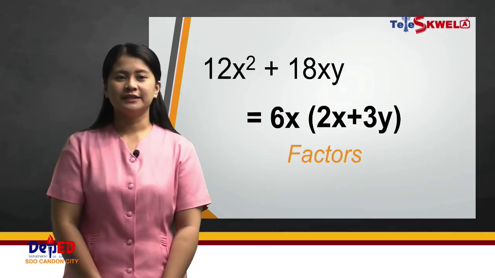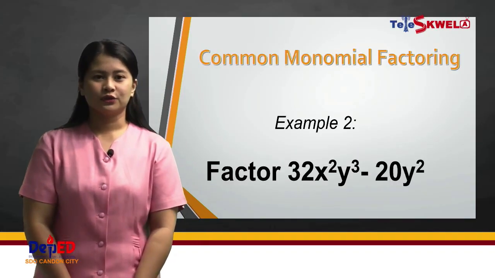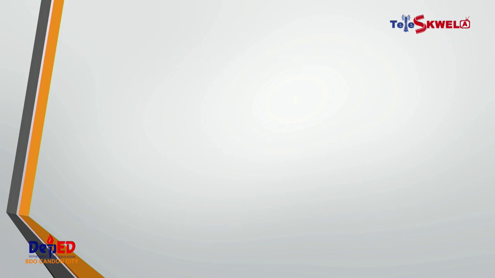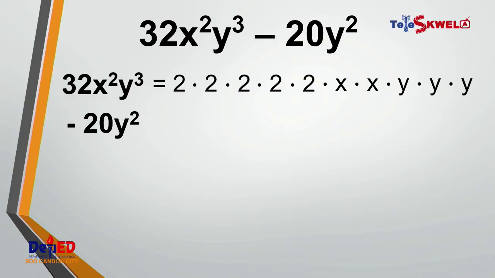To understand further, let us have another example. Factor 32x squared y cubed minus 20y squared. Step 1, get the factors of each term. For 32x squared y cubed, we will get 2 times 2 times 2 times 2 times 2 times x times x times y times y times y. For negative 20y squared, we have 2 times 2 times 5 times y times y.